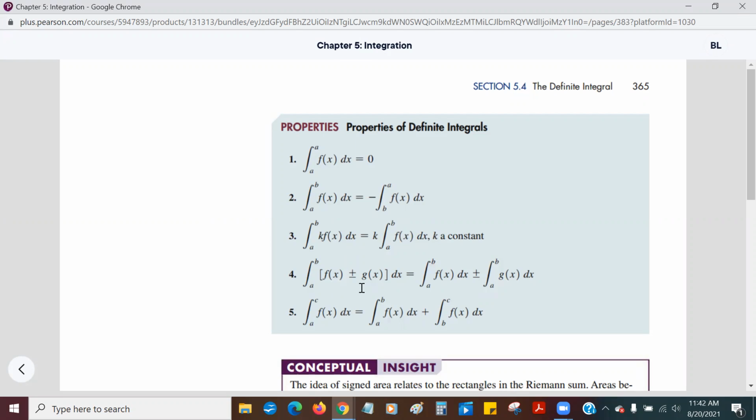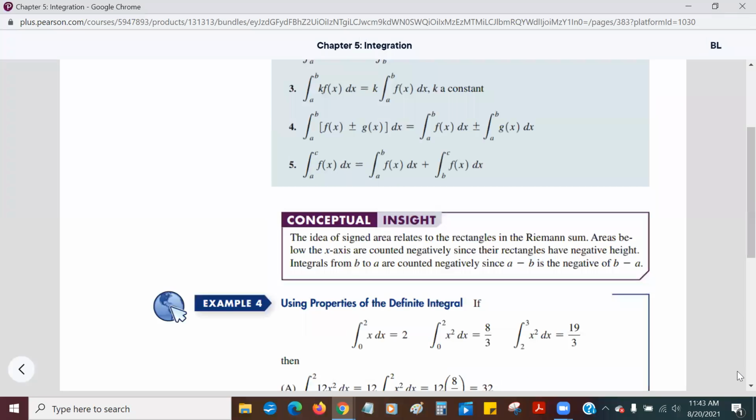The integral of the sum is the sum of the integrals. I could break something up. The integral from a to c, well, I could break it up into a to b plus b to c. We're kind of doing that actually in the previous example. I just wasn't really saying it this way. But you can break the integral up into smaller, bite-sized pieces, if you will.